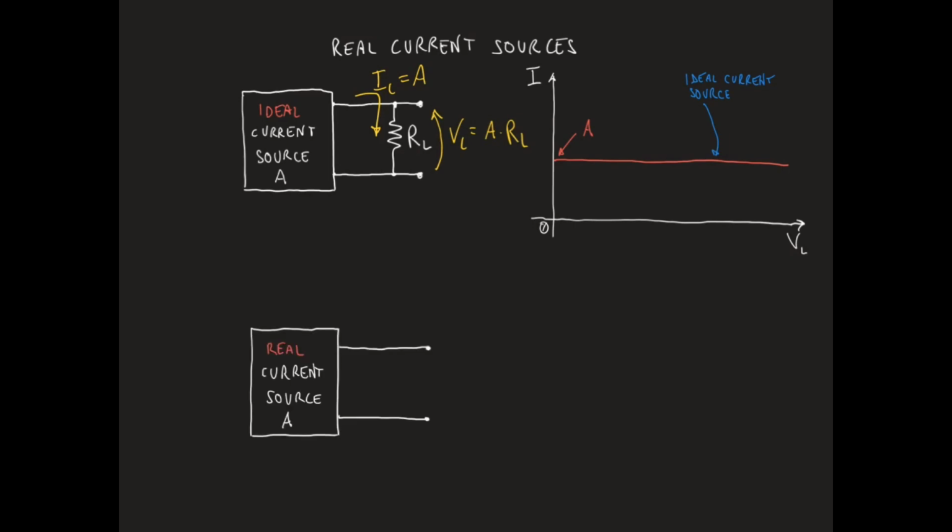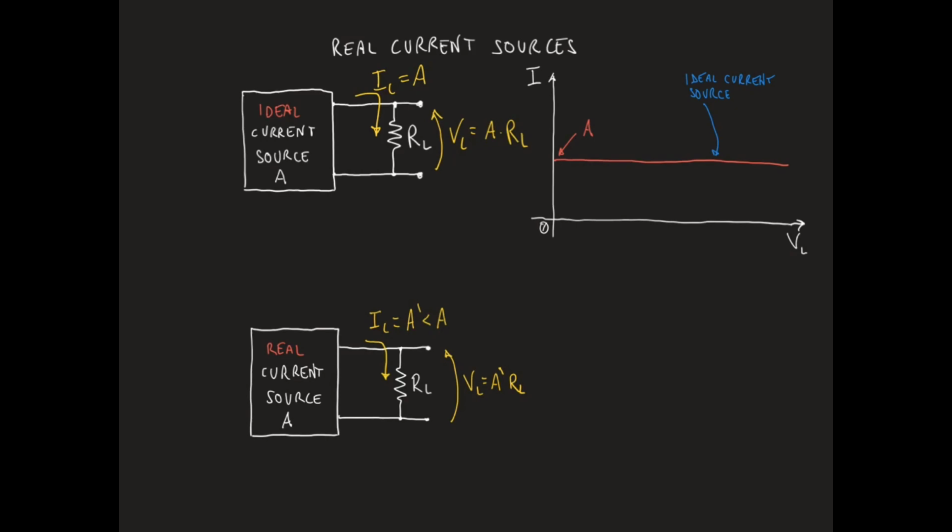In the case of a real current source A, if we measure the short circuit current between the output terminals of the source, we will actually find a current equal to A. If we instead connect a load, a resistive one, at the output of the real current source, we will find out that the current flowing through the load is not A, but will have a value A prime smaller than A. On the other hand, the voltage across the load, VL, will be equal, again by Ohm's law, to A prime times RL.